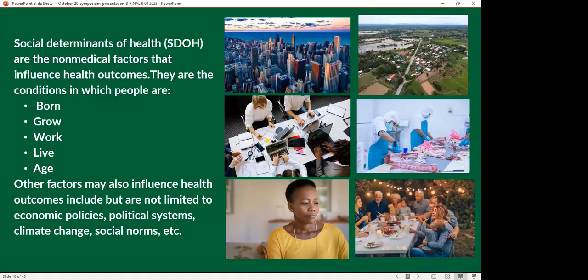So first, the definition: the non-medical factors that influence health outcomes. This is where people live, where they are born, where they grow, where they work, where they age. There are other factors that may influence health outcomes, and they are not limited to economic policies, political systems, climate change, and social norms.